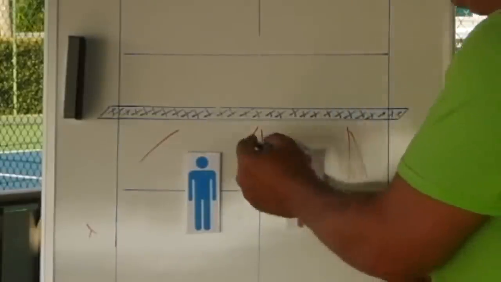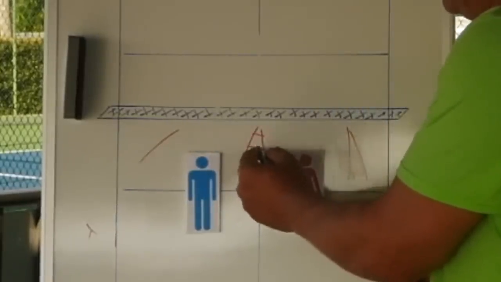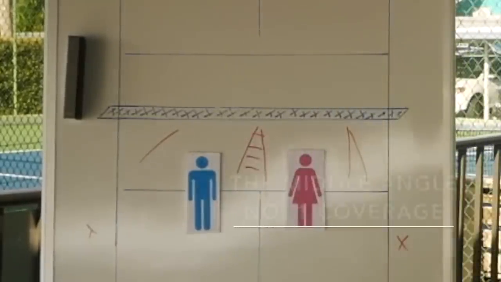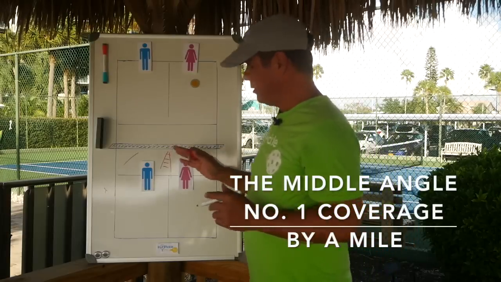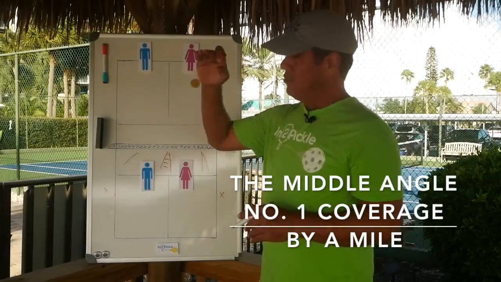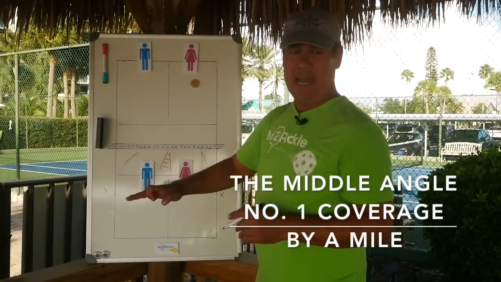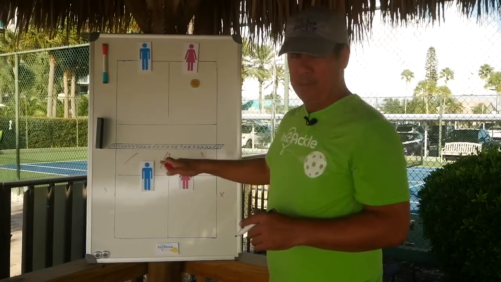So you want to make sure that this middle area here is covered at all times. If you think about the three different angles in terms of importance, the middle angle is all the way up here. The next angle will be all the way down here. So never get beat down the middle.